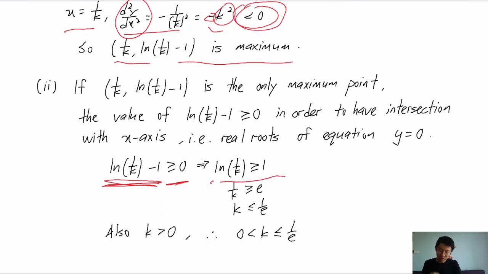So we have ln(1/k) is greater than or equal to 1. It means 1/k must be greater than or equal to e. So in this case, k is less than or equal to 1/e.